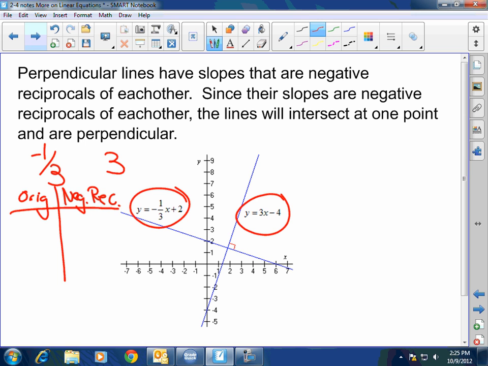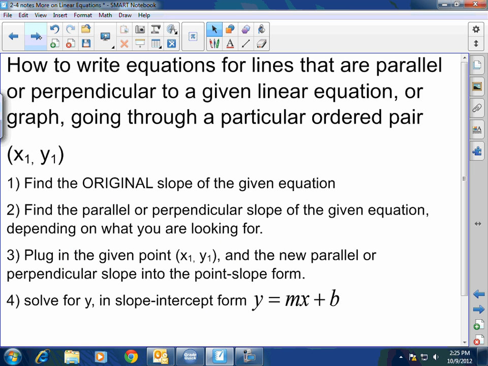Original, let's say my number was 5. The negative reciprocal would be negative 1/5. If my original number was 3/2, my negative reciprocal will be negative 2/3. If I have 1/5 as my original, the negative reciprocal will be negative 5. You multiply the original number by negative 1 and flip it. Does that make sense? You sure? Okay. Now, what is all this stuff for?